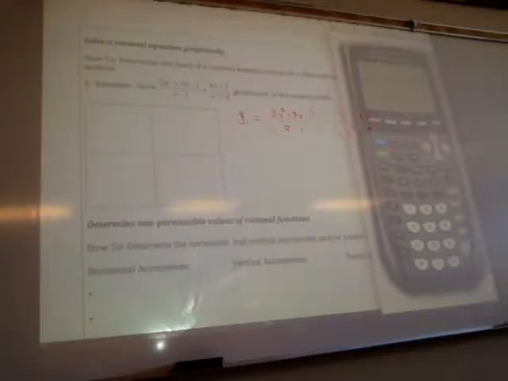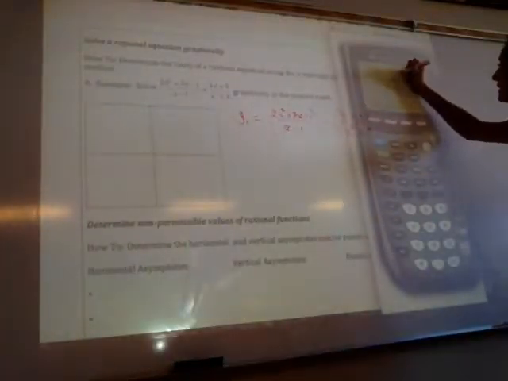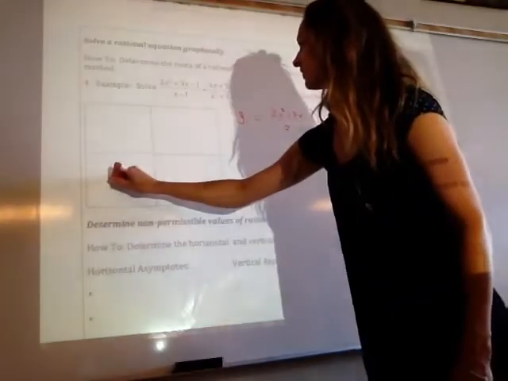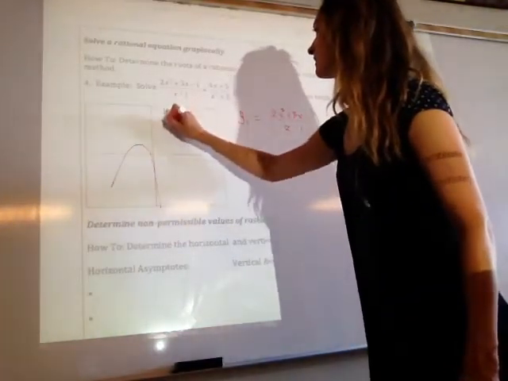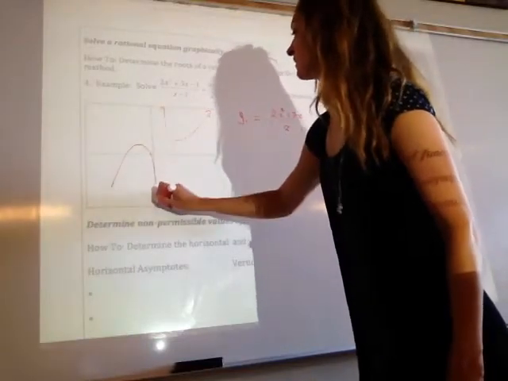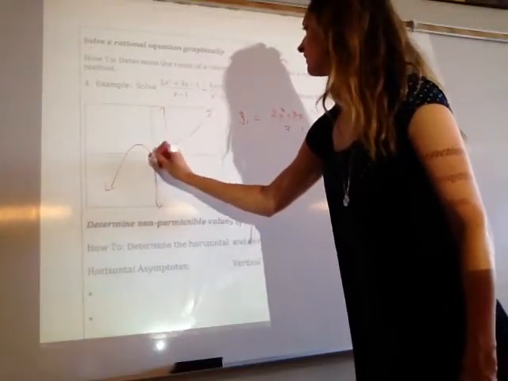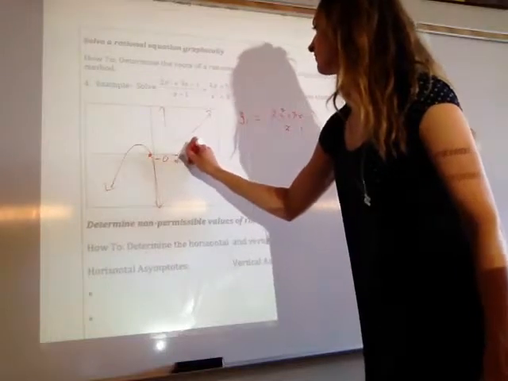Okay, using our trace feature, second trace, number 2 for zeros. Second trace, number 2. Okay, left bound, enter. Right bound, enter. And enter again. Okay, our first x-intercept right here is at negative 0.25. Maybe I'll just draw this graph so you guys can see it on here as well. So this first one is negative 0.25.